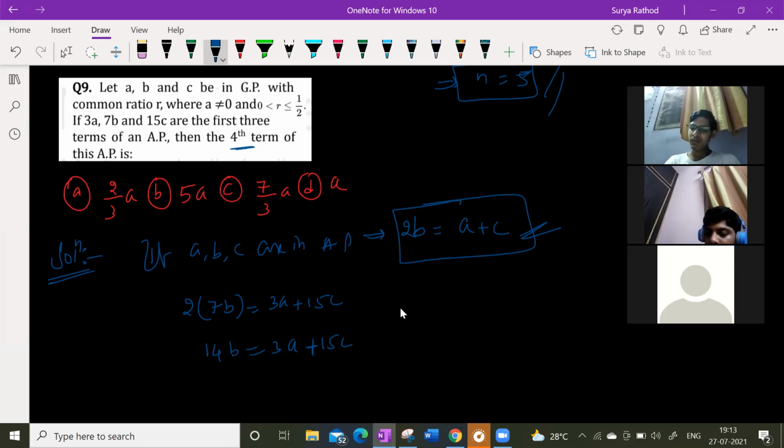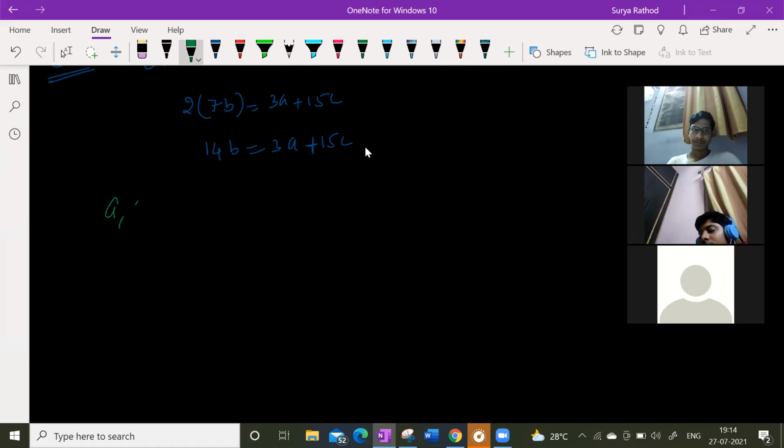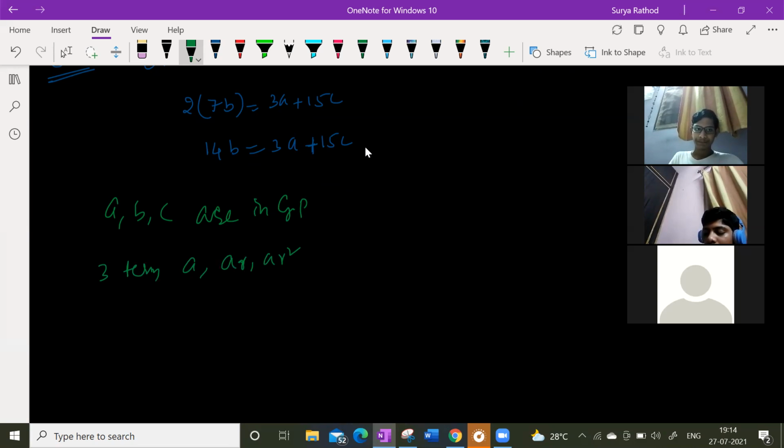So he is talking about the first three terms. For a GP, the three terms are A, AR, AR square. Let the three terms be this. Clear? Let the three terms be this one.